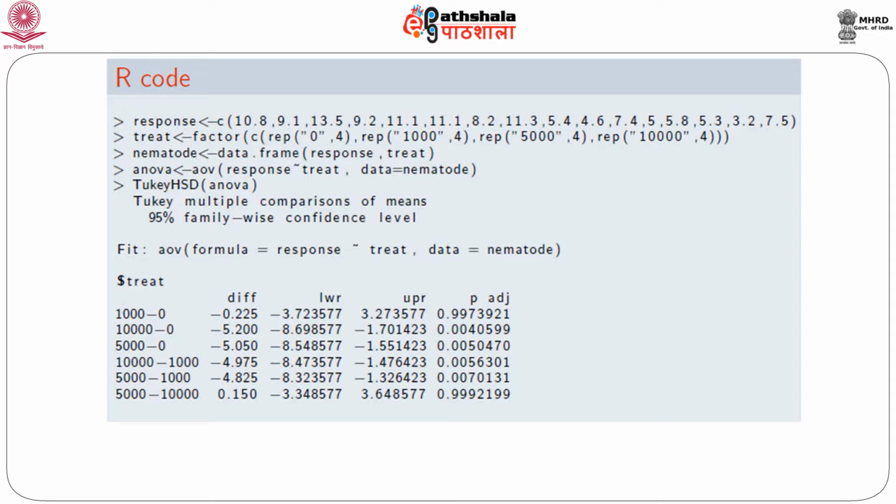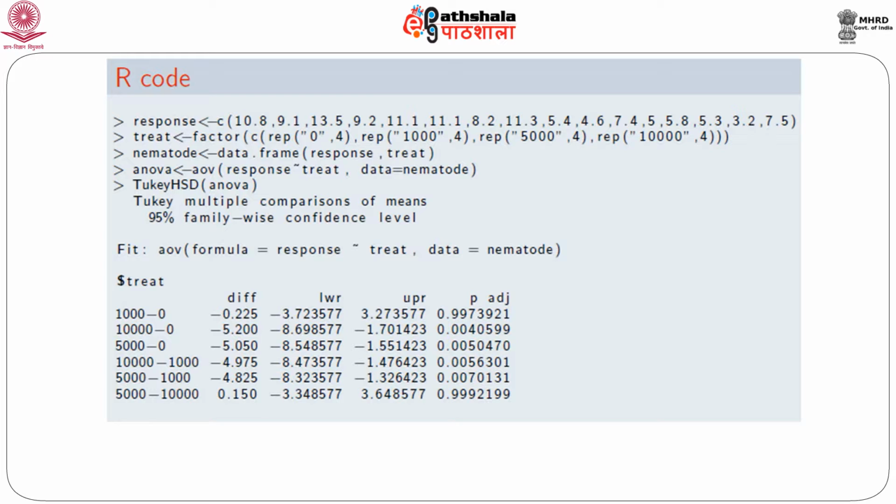So, we have 0, 0, 0, 0. Follow it up with the value 1000 four times. So, now we have a total length of 8. First 4 entries 0, the next 4 entries 1000. Follow that up with 4 5000s and 4 10,000s. So, now you have an entire vector of length 4 times 4, that is 16. So, these are the values of x, and we already have the values of y stored in the vector response.